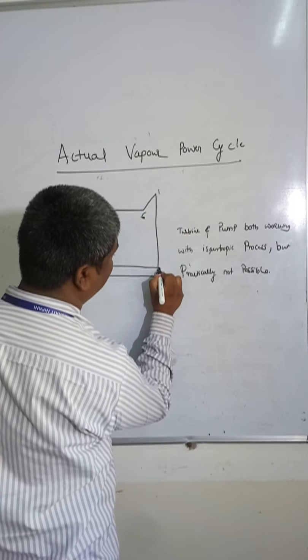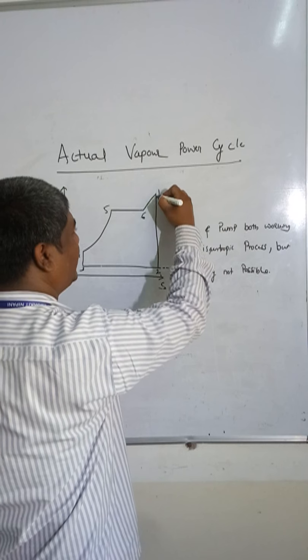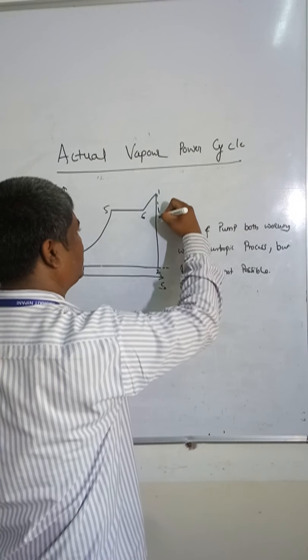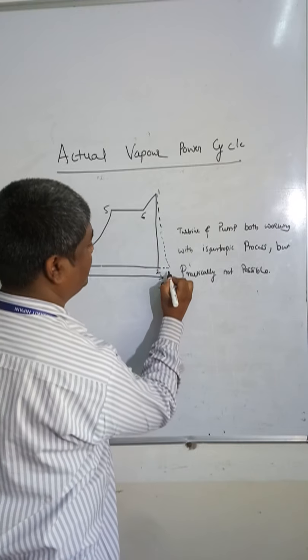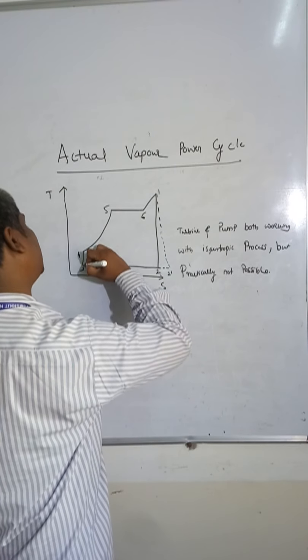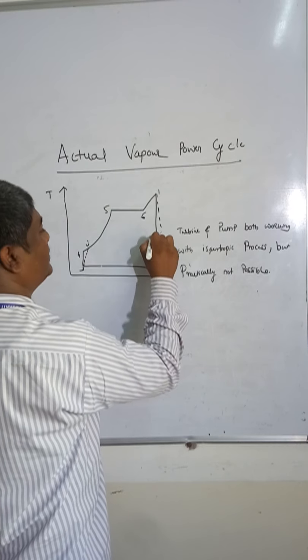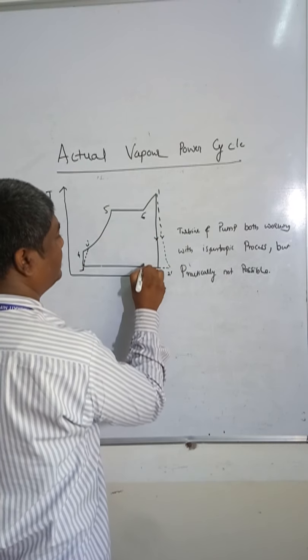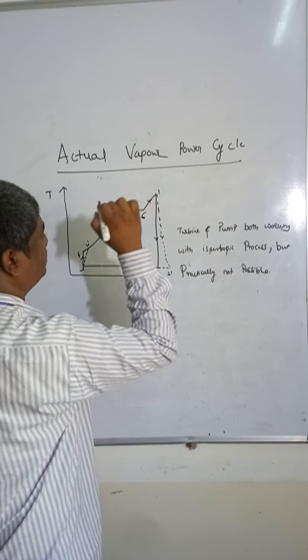Practically this line, ideally it will be a very straight line, but practically it does not go like this. It will have a slight curve over here, like this. So this becomes 2 dash, and here also this becomes 4 dash. So the arrows are like this, right?